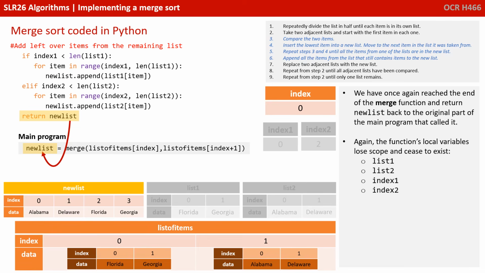We've once again reached the end of the merge function and return new list back to the original part of the main program that called it. And again, as before, the function's local variables lose scope and cease to exist.